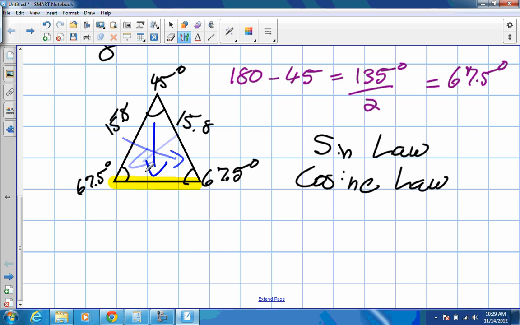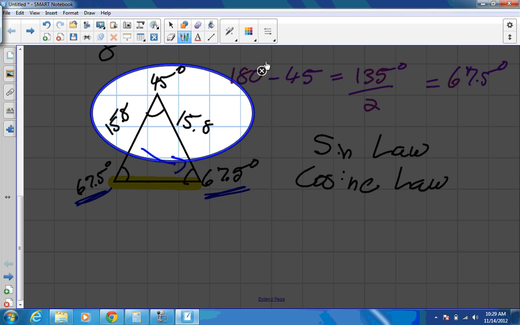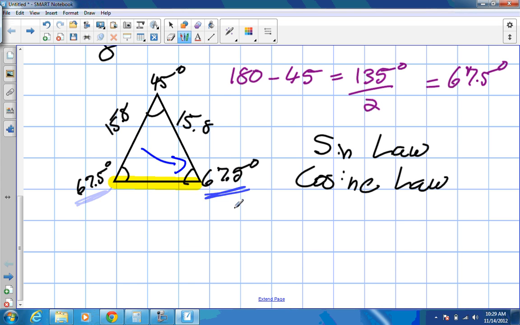Now, since we did find these angles, we could definitely use sine law, or just using these three pieces of information, we could have used cosine law. Okay, so what we're going to do is we'll actually try to go through both at the same time and see how similar our answers would be. Because we're going to do rounding, they'll be a little bit different, but we should be relatively close in our answers.